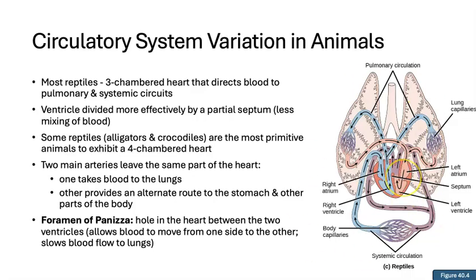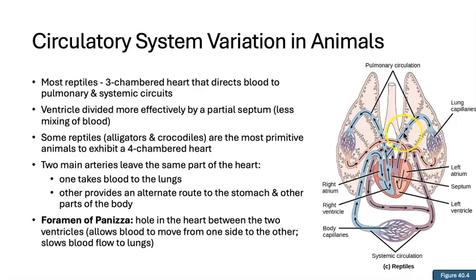We see that there's two main arteries that leave the same part of the heart. One is going to take the blood to the lungs. So I know that this is showing blue for deoxygenated blood, but these are capillaries because it's moving, sorry, these are not capillaries. These are arteries because they're carrying blood away from the heart and over to the lungs. This is one of the few arteries that are going to contain deoxygenated blood.